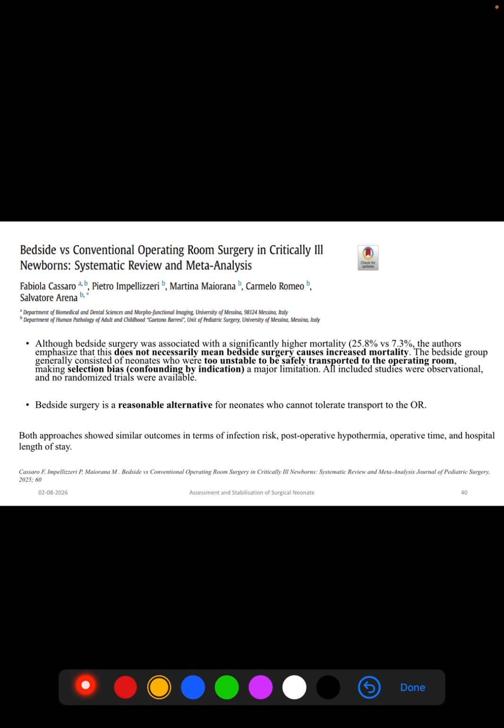The bedside group was already very sick, generally consisting of neonates who were too unstable, too labile to be safely transported to the operating room, making selection bias and confounding by indication a major limitation. All these included studies were observational and there were no RCTs. Bedside surgery is a reasonable alternative for neonates in cases where it's not possible to transport these babies to OR. Both approaches showed similar outcomes in terms of infection risk, post-operative hypothermia, operative time, and hospital length of stay if baby survives.